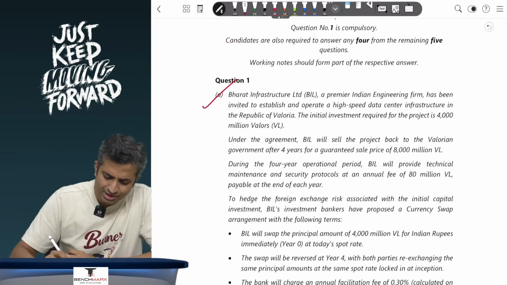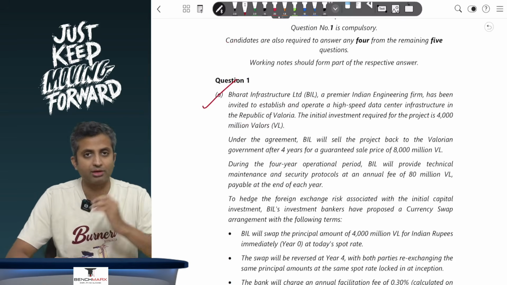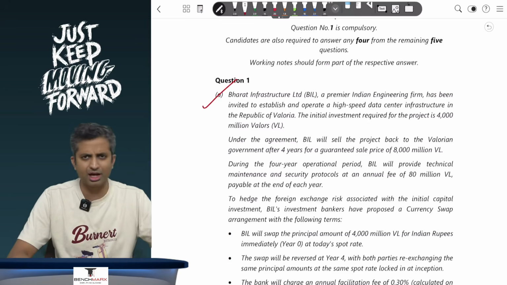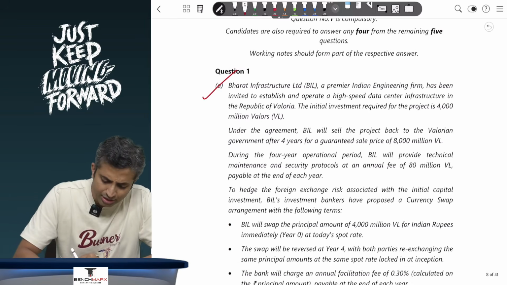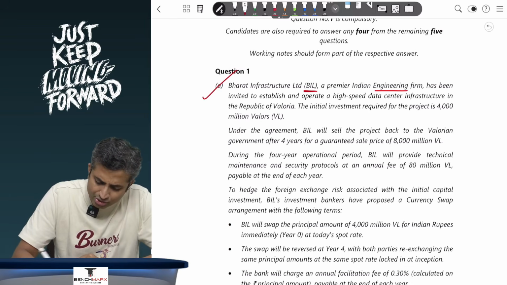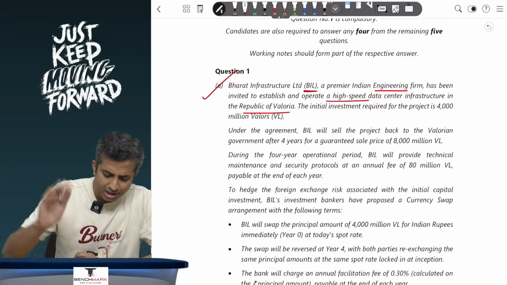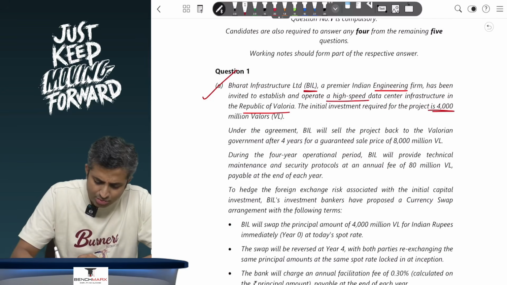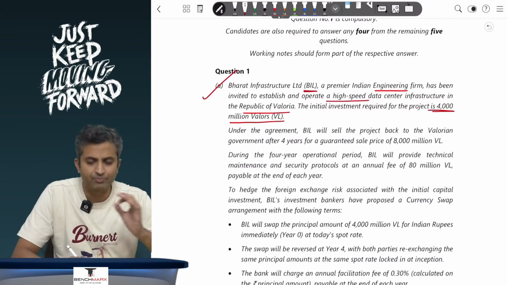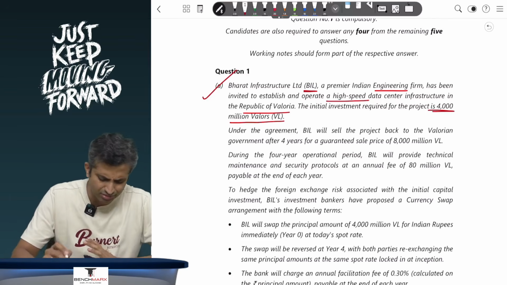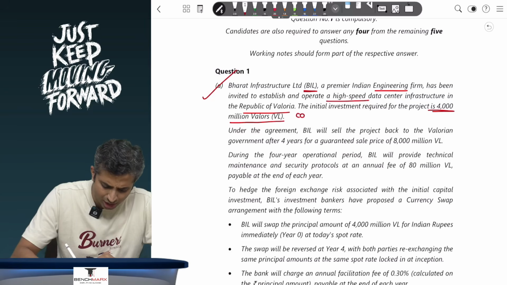First, you have this question from, in a way, foreign exchange as well as the AFM part. So let us quickly review. There is a company BIL, which is an engineering firm which is establishing a high-speed data center infrastructure in Republic of Valoria. The initial investment is 4,000 million Valorian currency, so it is valor. So this is your cash outflow.